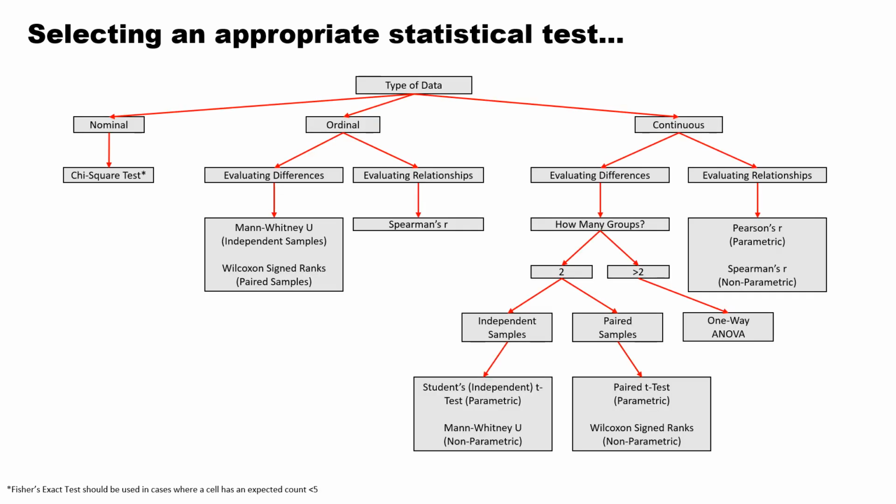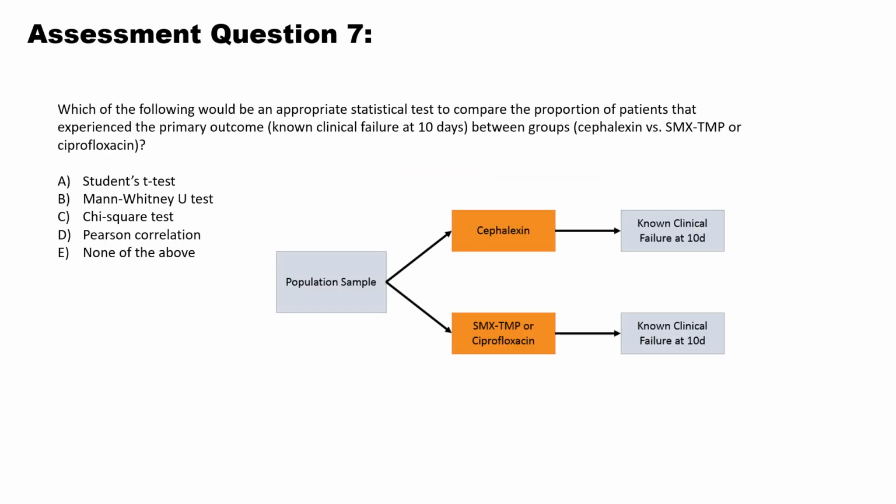This is one such decision tree that I have made from different sources. And so we're going to use this decision tree and work through a selection of an appropriate statistical test, and then talk about reporting the results of that test and interpreting them in terms of conclusions. So, assessment question 7 is going to start us off on this pathway.